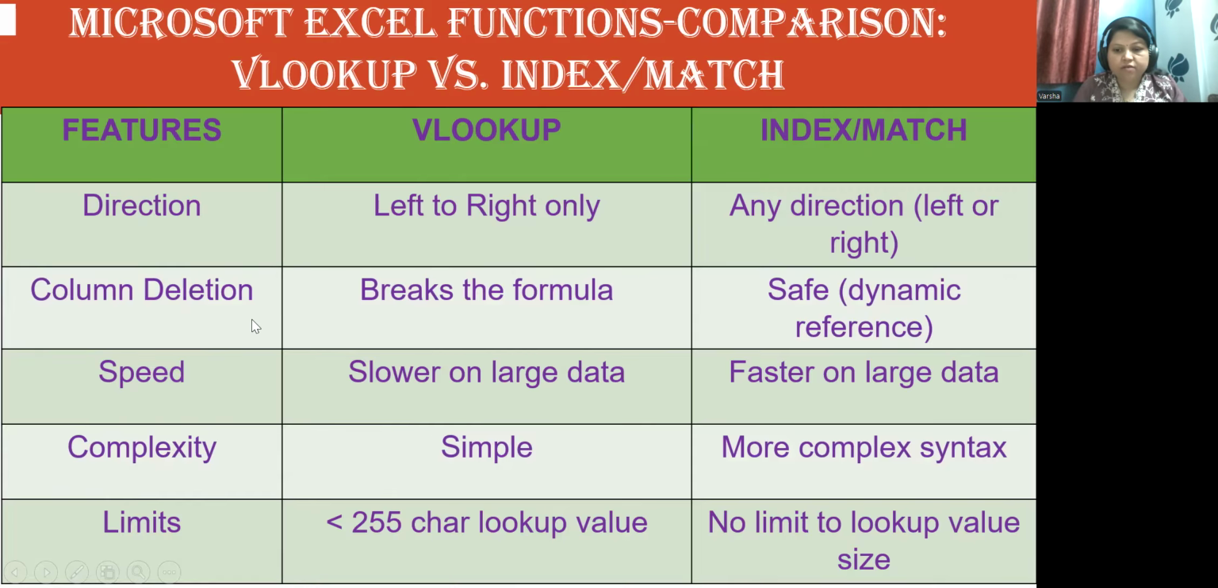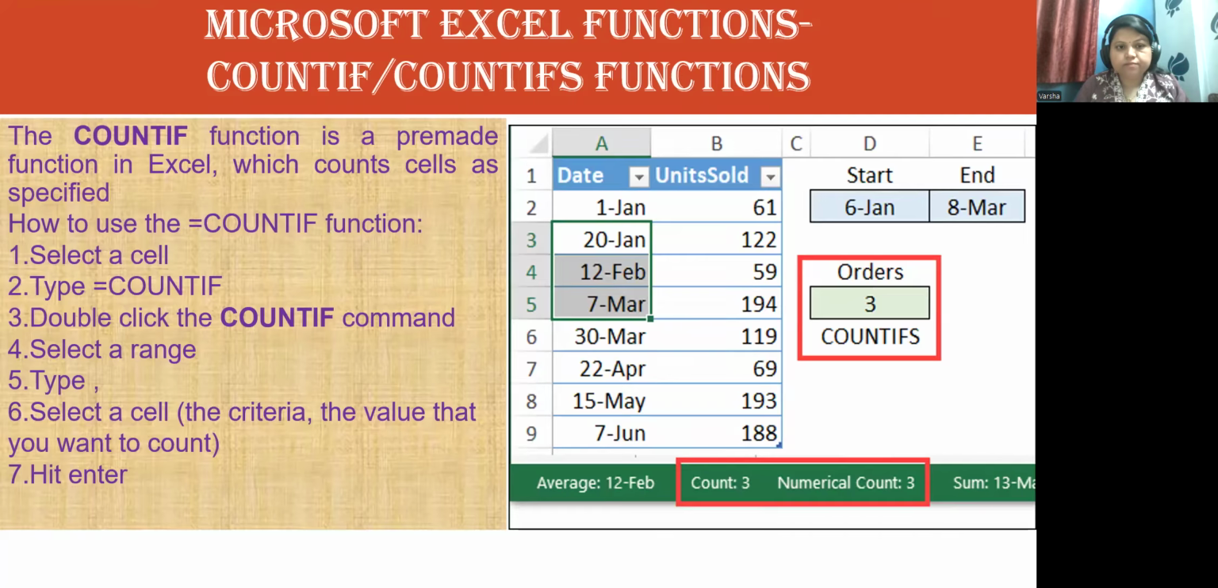Column deletion breaks the VLOOKUP formula, while INDEX MATCH is a safe and dynamic reference. Speed: VLOOKUP is slower on larger data, INDEX MATCH is faster on large data. Complexity is simple for VLOOKUP, while INDEX MATCH has a more complex syntax. Limits: VLOOKUP is limited to 255 lookup values, and in the case of INDEX MATCH there is no limit to the lookup value size. So this is the difference between VLOOKUP and INDEX MATCH.